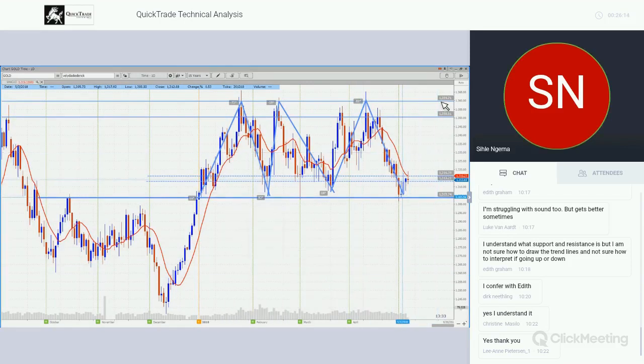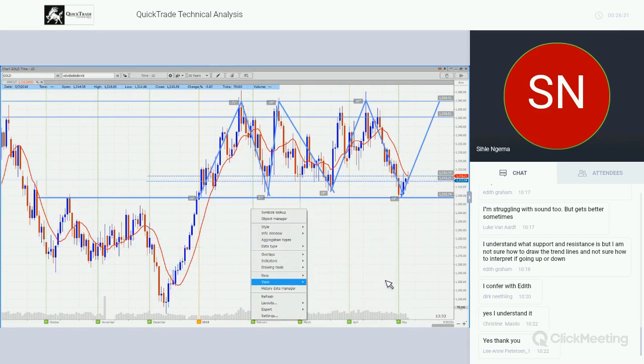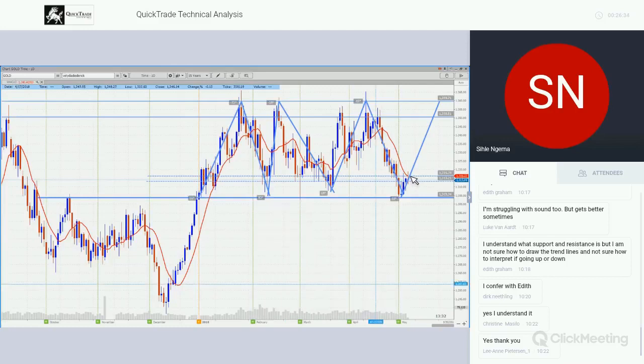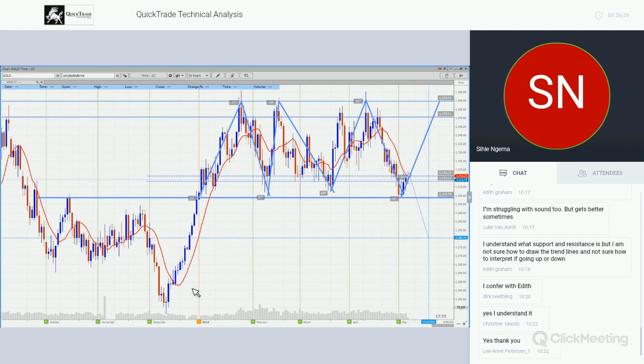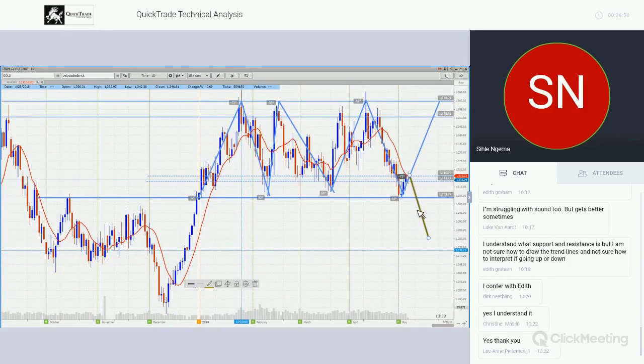Now, this is what I expect to see this market doing. I expect to see this market going back up there. If that doesn't happen, this is what we could see. From where the market is, we could see the market breaking down below this point here. Let me mark this red. We could see this market coming down below.